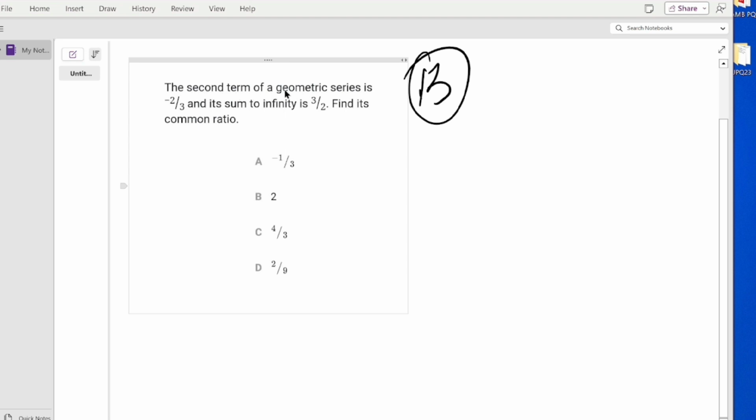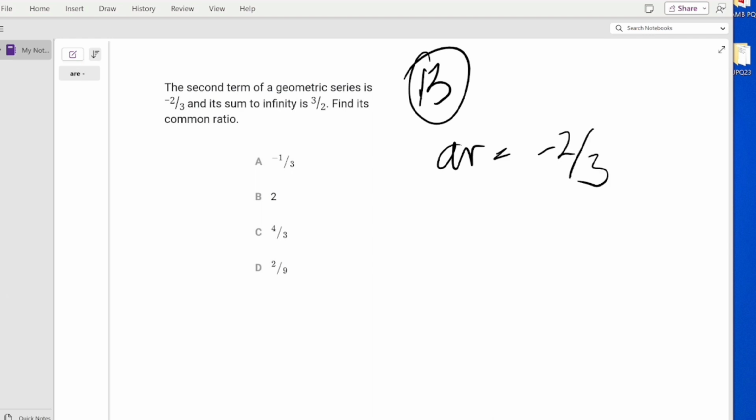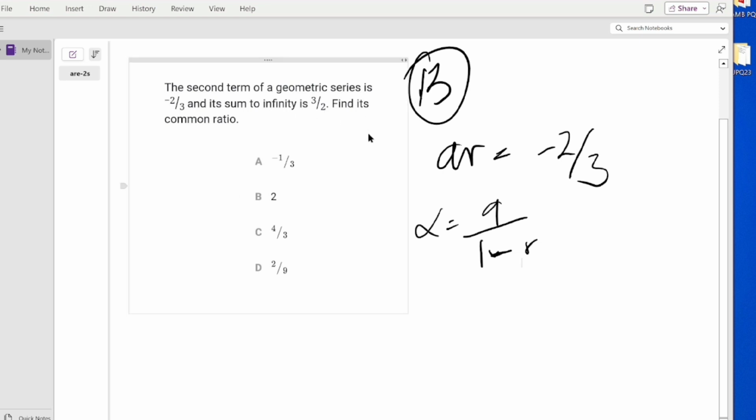The second term of a geometric series is minus 2 over 3. We know the second term is always written as AR. AR is minus 2 over 3. Its sum to infinity, the formula for sum to infinity, is A over 1 minus R. So it says find the common ratio, find R.